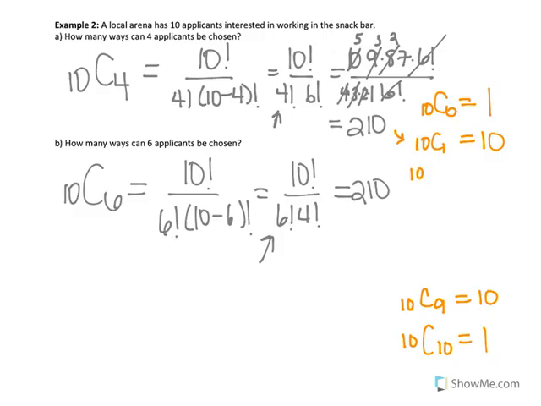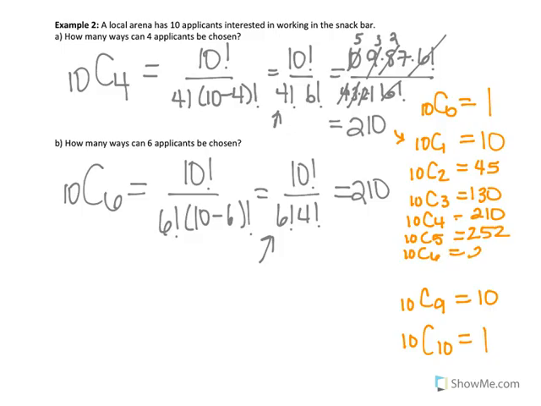So if I type in 10 choose 2, I get 45. If I type in 10 choose 3, I get 120. If I type in 10 choose 4, I get 210. If I type in 10 choose 5, I get 252. And what I notice is once I get to 10 choose 6, I start repeating myself. So I can guess that 10 choose 7 is going to be 120, and I can guess that 10 choose 8 is going to be 45. And this pattern is going to become really useful for us when we do the next lesson.